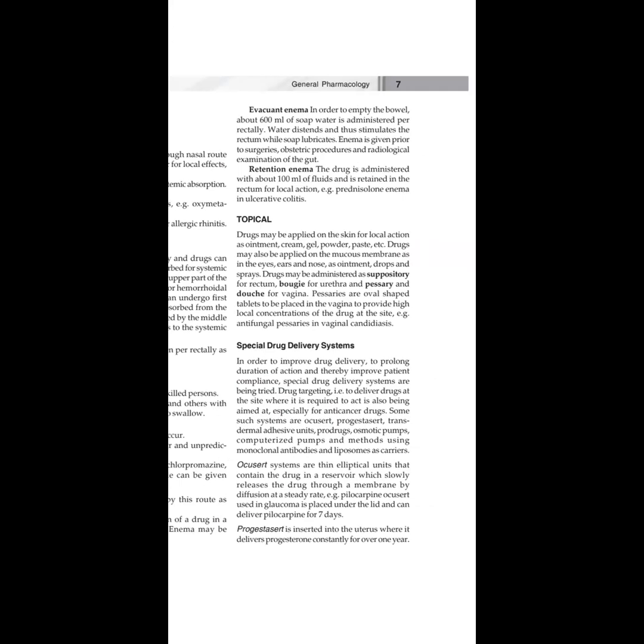I think so. That is very normal that we give to the patient who has indigestion or those kinds of things. It is administration of the drug in a liquid form into the rectum. Enema may be evacuant enema in order to empty the bowel. About 600 ml of soap water is administered per rectally. Water distends and thus stimulates the rectum with soapy lubricants. Enema is given prior to surgeries, obstetric procedure, or radiological examination of the gut.